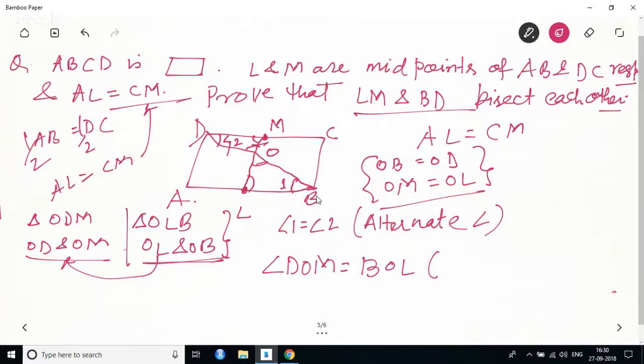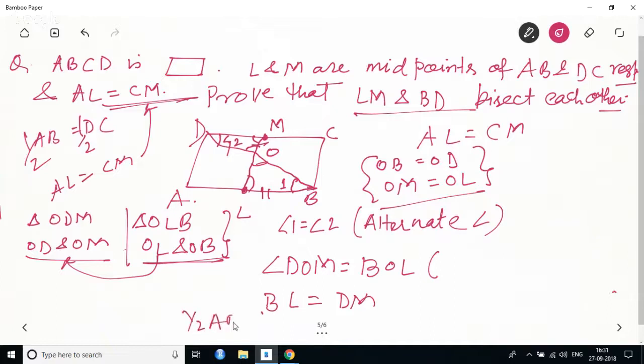So what you can do is, to prove congruency, you can also say that now you know this relationship. So if you also know that BL is equal to DM, because BL is half of AB and this is half of DC.